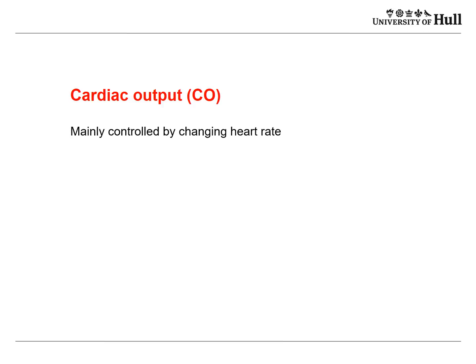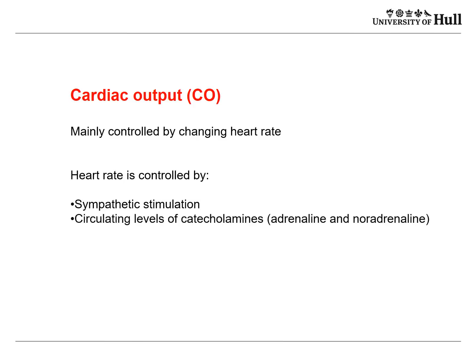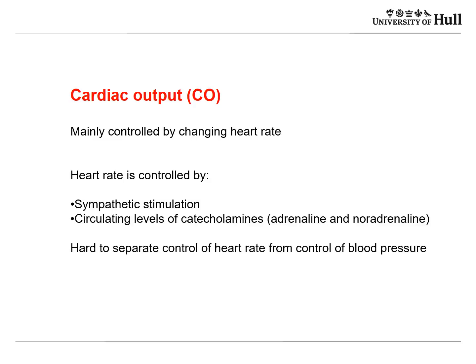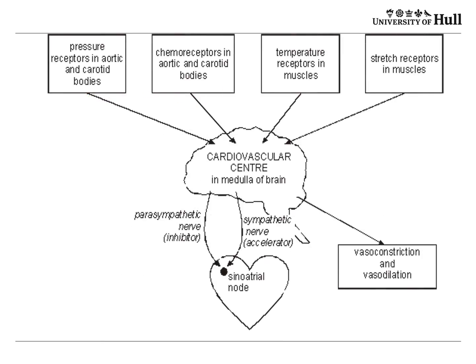The cardiac output is mainly controlled by changing the heart rate. And the heart rate is controlled by sympathetic nervous stimulation and also by circulating levels of catecholamines, adrenaline and noradrenaline. But it's hard to separate the control of the heart rate from control of blood pressure. Many factors are involved.